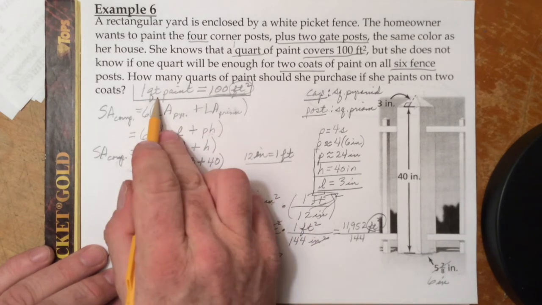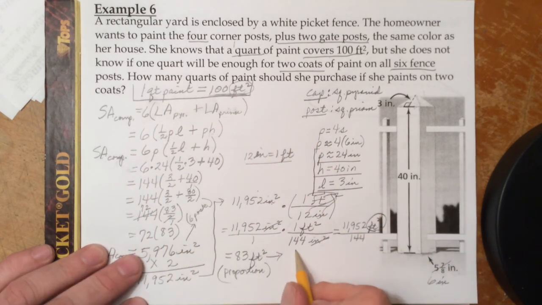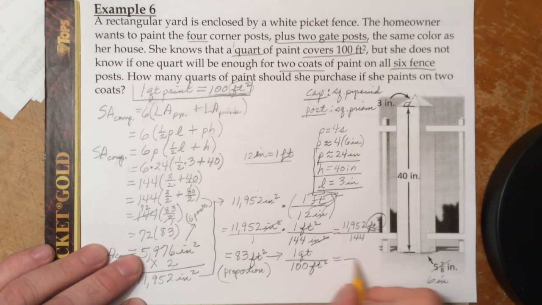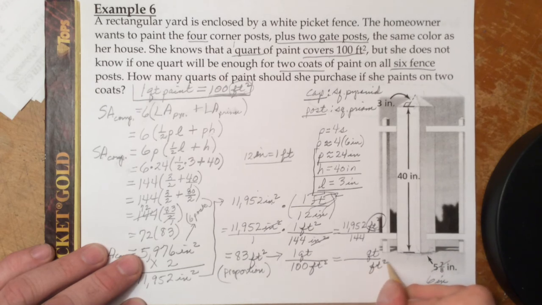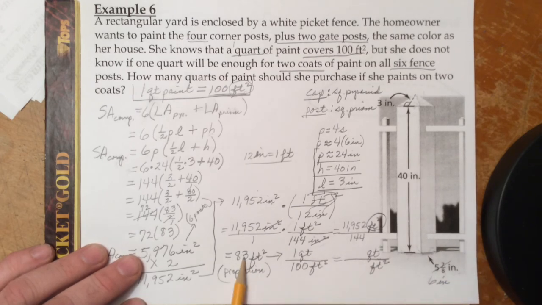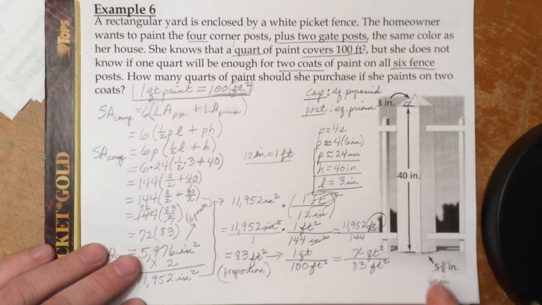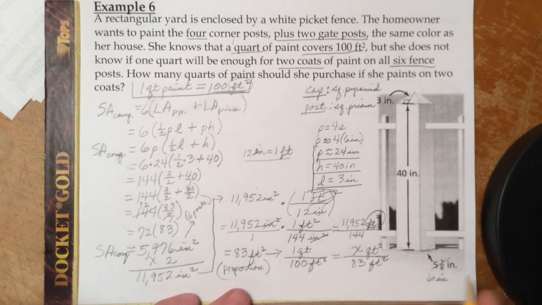Now, this is one of our ratios, so 1 quart will cover every 100 square feet. And we set another ratio up in our proportion, quarts to square feet. We have 83 square feet, so we put it down here, and we're looking for how many quarts that's going to give us, or we're going to have to use.